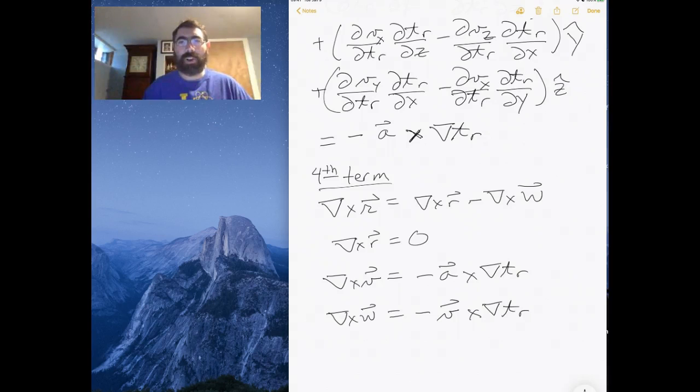So we've now worked out all four terms of the gradient of r dotted into v. Okay, so I'm going to stop here and then continue this discussion in the next video.